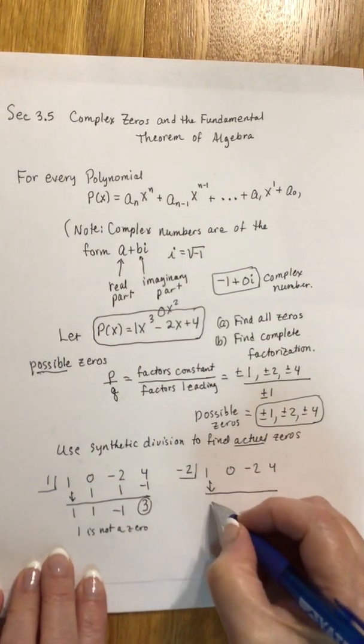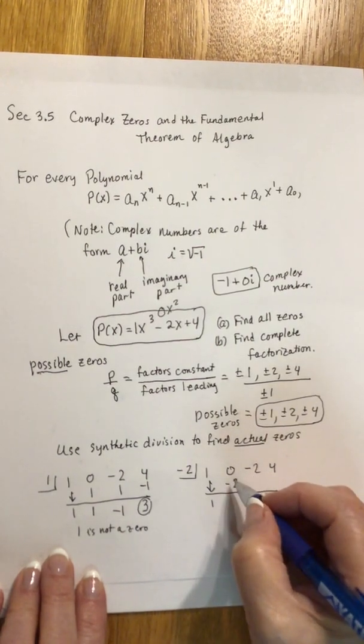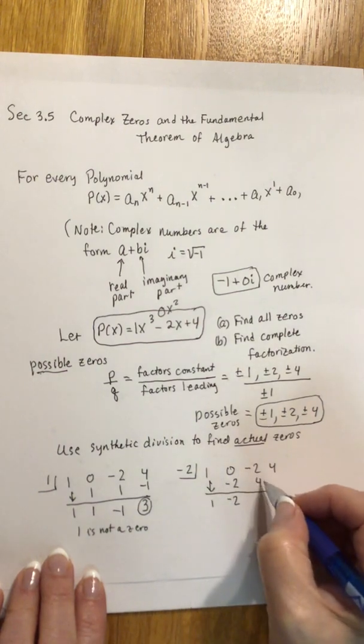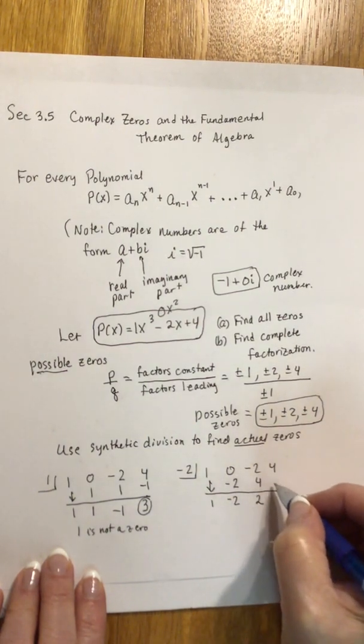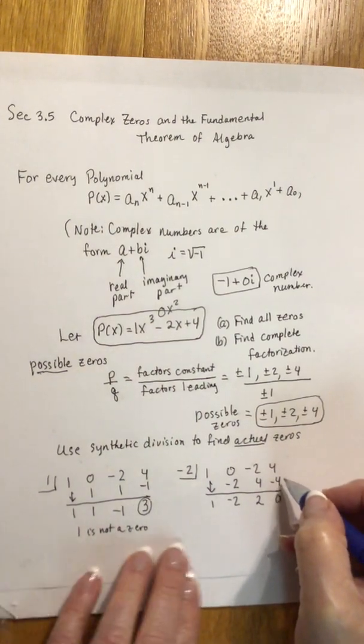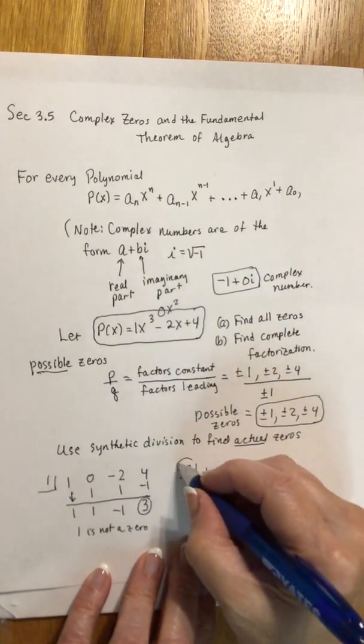So I drop my 1. 2 times negative 2 gives me a negative 2. Add and get negative 2. Positive 4. Add and get positive 2. Multiply and get negative 4, and I get a 0. So in this case right here, this comes out to be 0, so we know negative 2 is a 0.